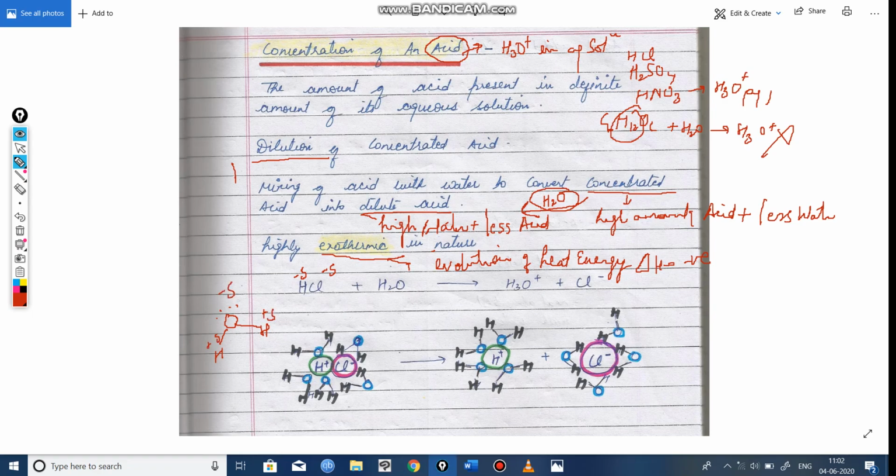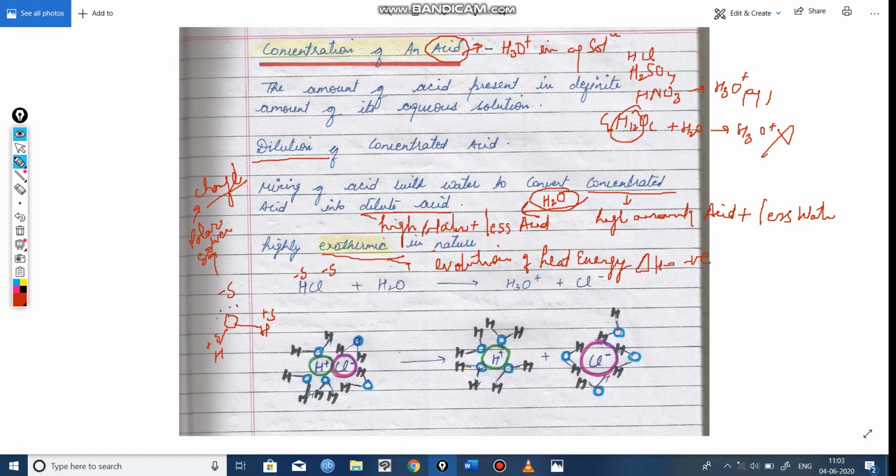Water is considered a polar solvent. Polar means which has charge. So what is water? Water is known as a polar solvent. Why? Because water has charge, positive as well as negative charge.